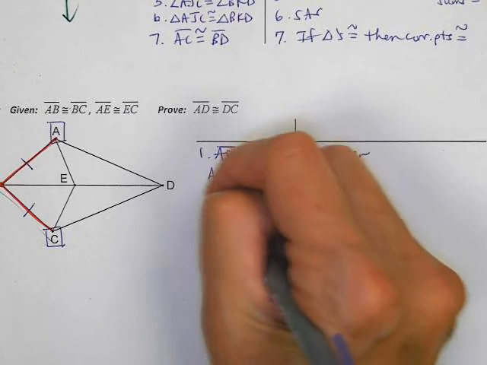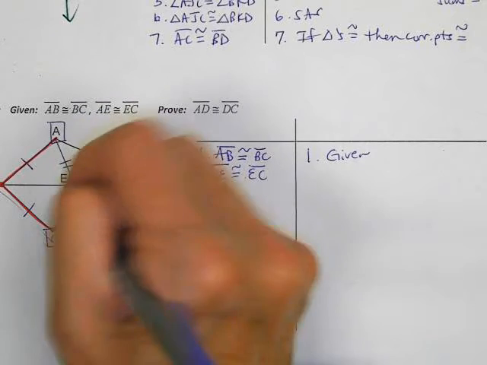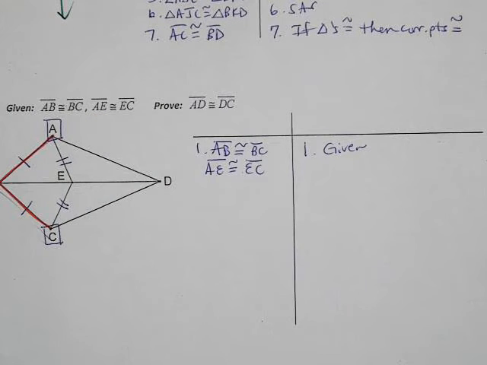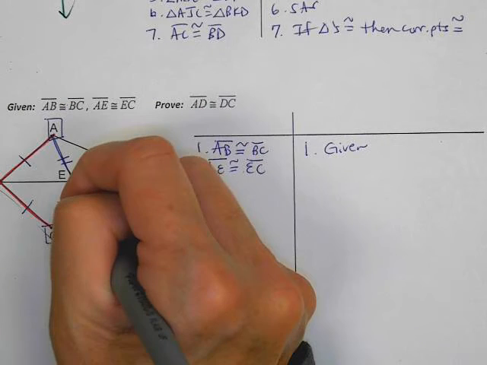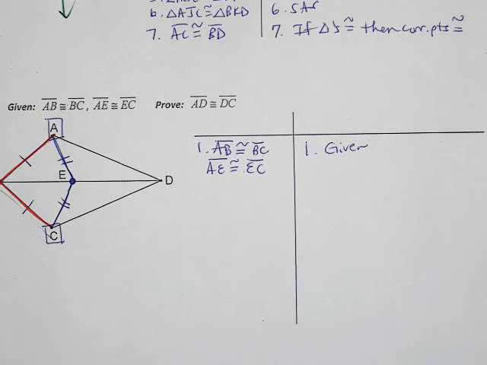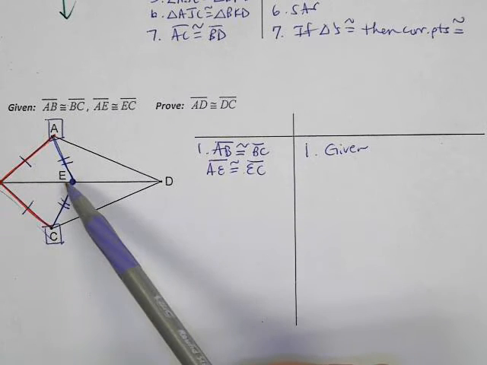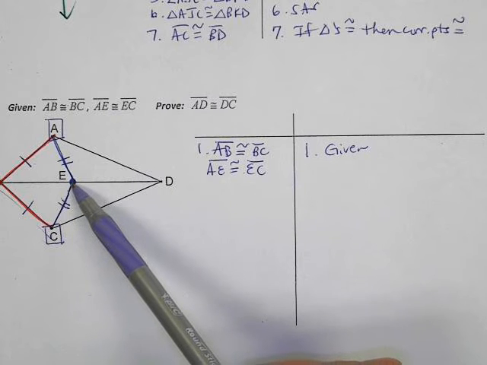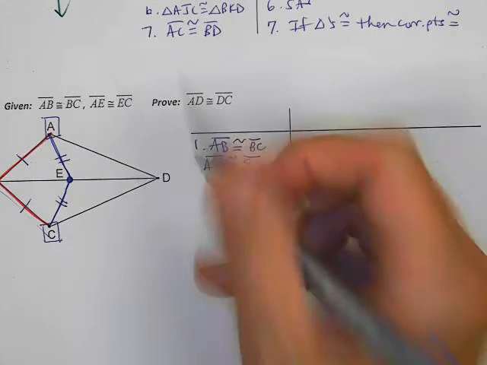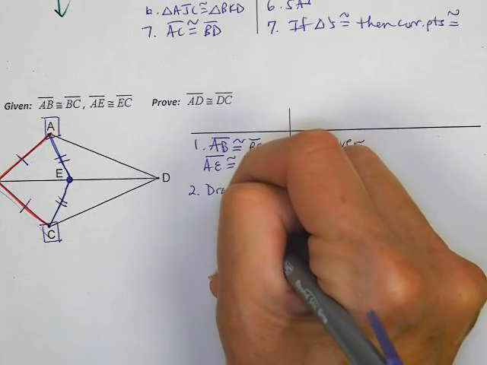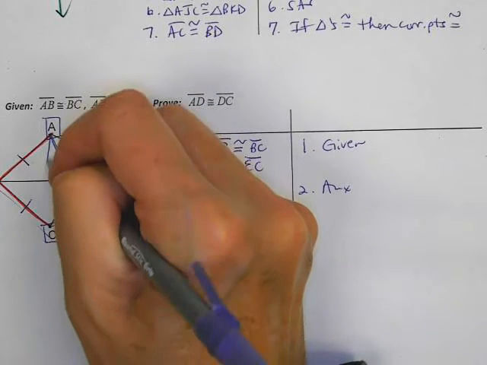Look at the rest of the given. AE congruent to EC. Let's mark that. Doesn't that give us another point? Point E, that's equidistant from A and C. So you should remember from the last video, if I have two points that are equidistant, together they form the perpendicular bisector of AC, which isn't even in my diagram. So that's how I know initially to draw AC. I'll draw that in there.